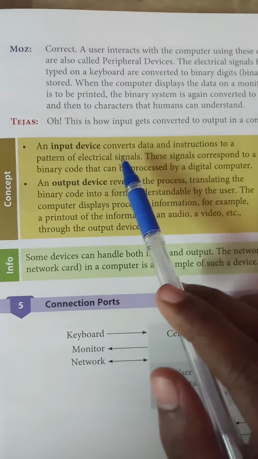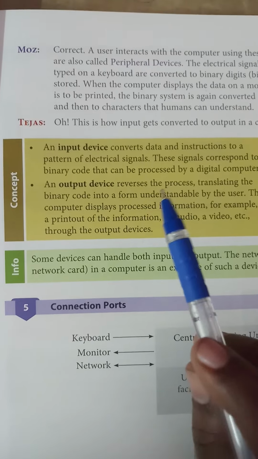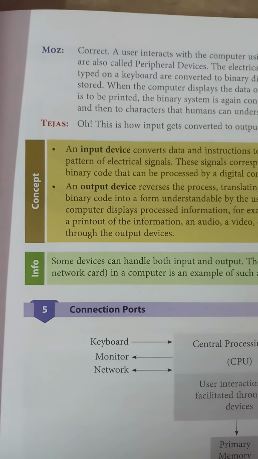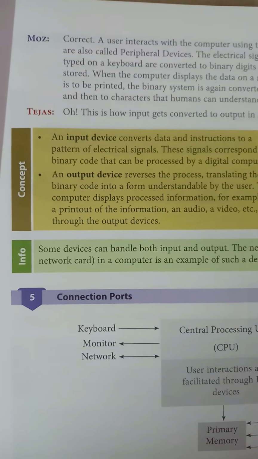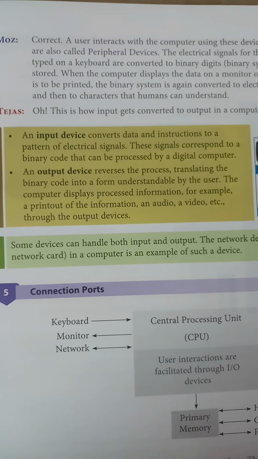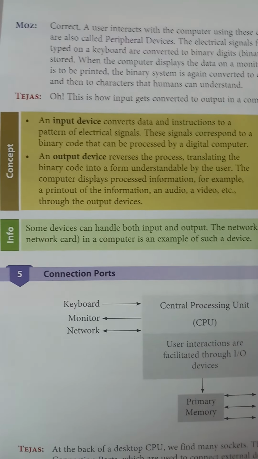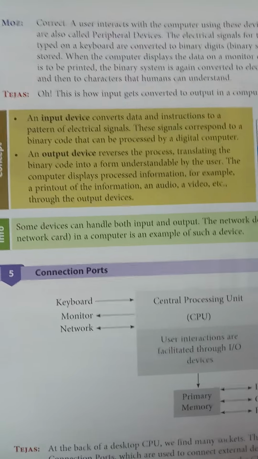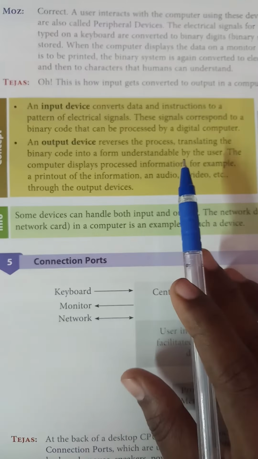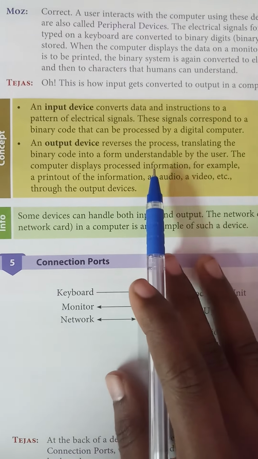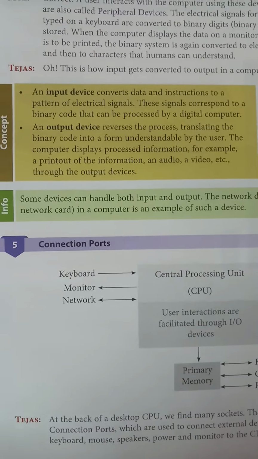So the concept: an input device converts data and instructions to a pattern of electrical signals. What is the work of an input device? It converts data or instructions to a pattern of electrical signals. These signals correspond to a binary code that can be processed by a digital computer. They use binary codes, and only then can the CPU process it. The output device reverses the process, translating the binary code into a form understandable by the user. So at last it will change the binary code into a form understandable by the user.